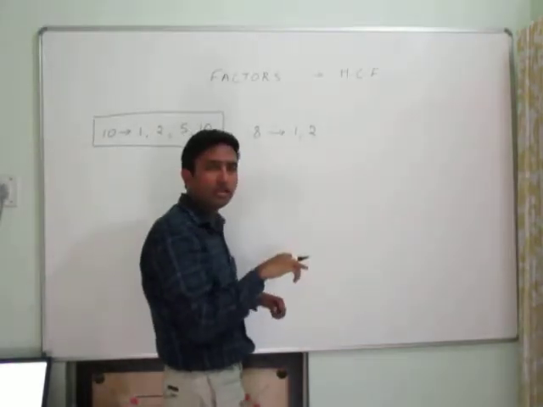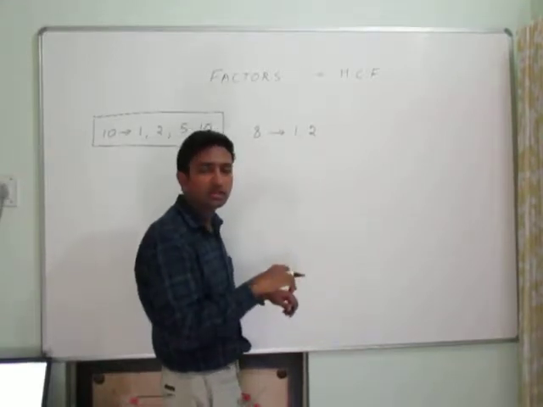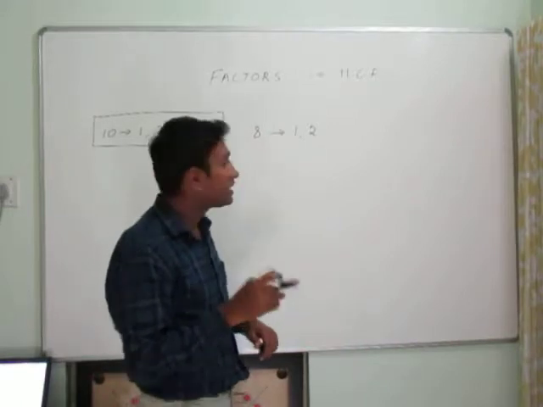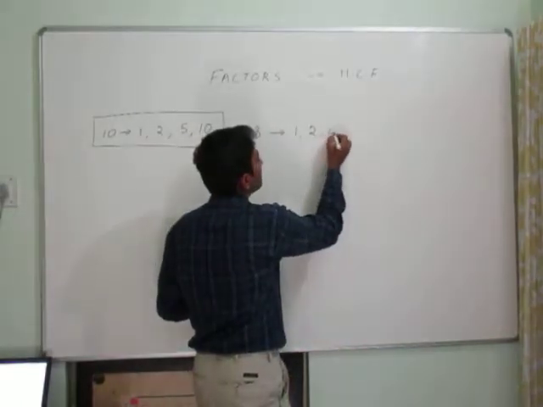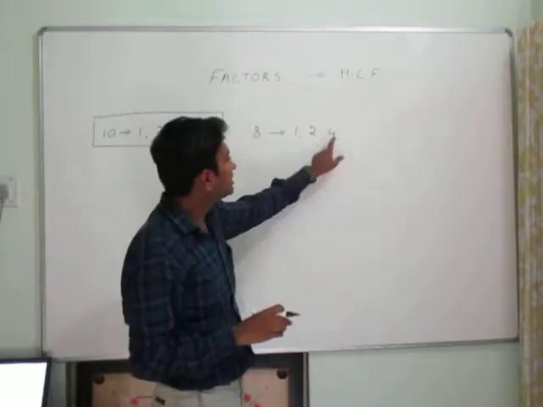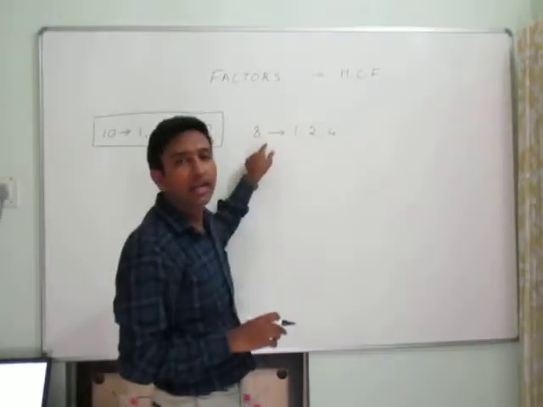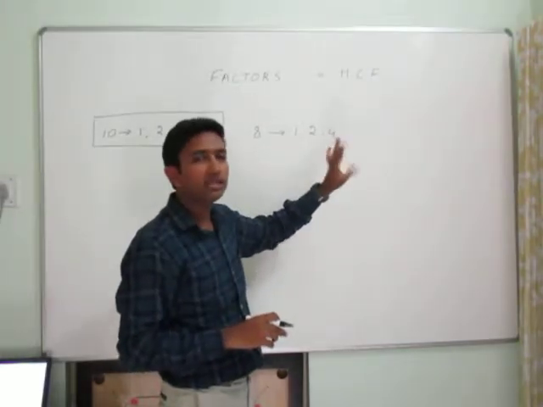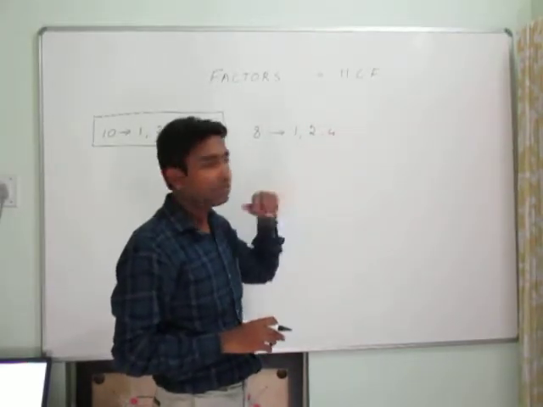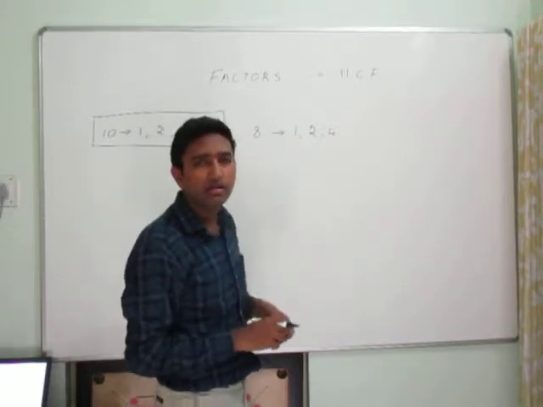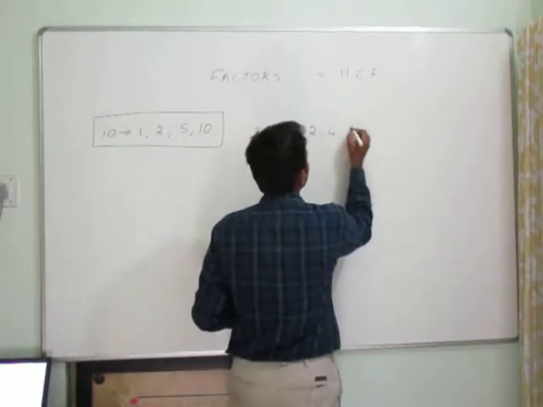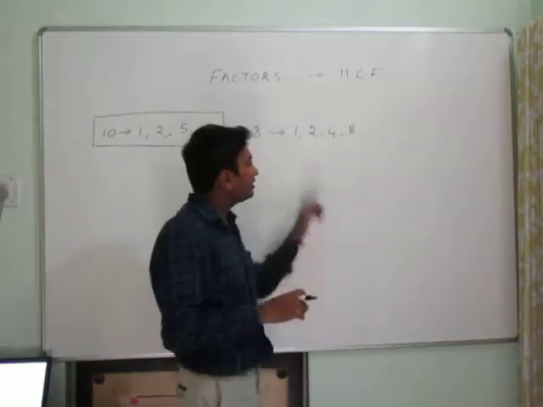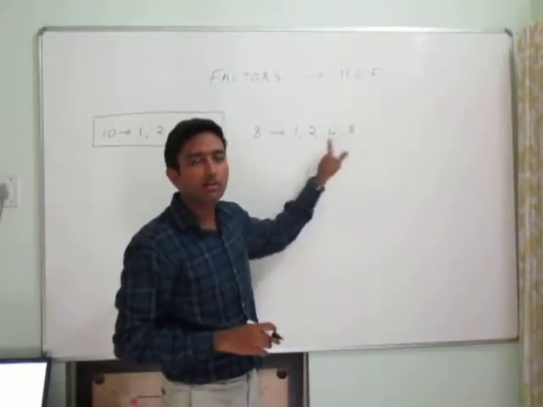Is 8 divisible by 3? 3 1s are 3, 3 2s are 6, 3 3s are 9. No. Is 8 divisible by 4? 4 1s are 4, 4 2s are 8. Yes. Then 4 is half of 8. So after 4 I will not try 5, 6 and 7. Straight I will go to the last number, that is 8 itself. Is 8 divisible by 8? Yes, obvious. 8 is divisible by 8. So 8 is divisible by 1, 2, 4 and 8. And all these numbers are factors of 8.